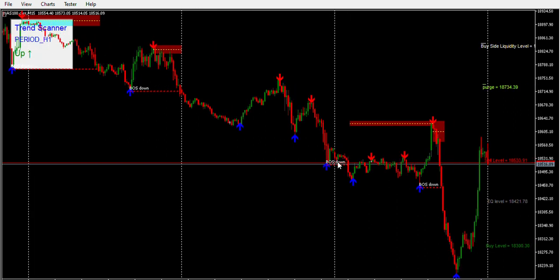As you can see here on the charts, we are on a downtrend because the price is breaking structure and breaking lows, so we're on a downtrend.